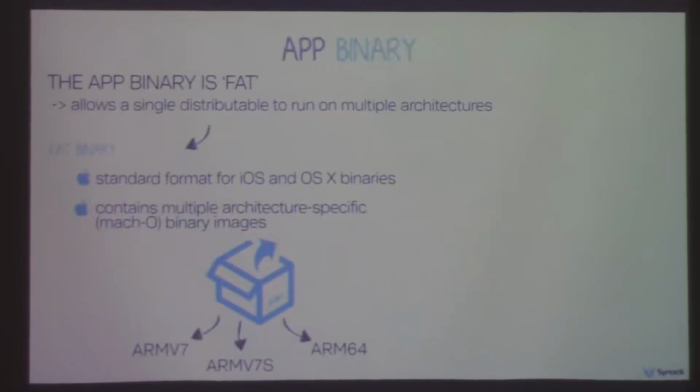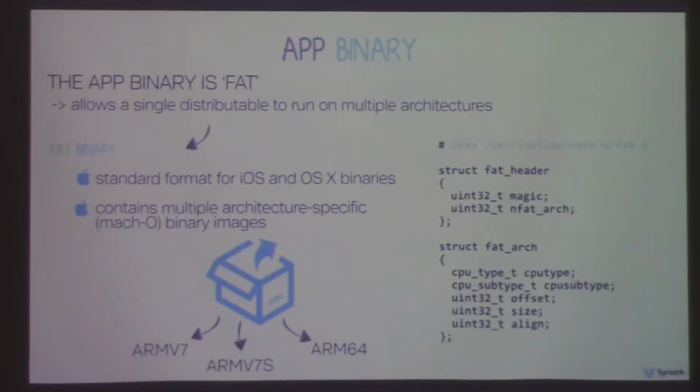So apps, as I mentioned, are distributed as these IPA files that contain a single application and a single application binary. So you may be wondering, how is this single application bundle able to run on both older 32-bit CPU architectures like the iPhone 3GS, as well as the newer 64-bit ones? And the answer is the binary is FAT. It's an Apple term. FAT binaries are the standard format for Apple binaries. They're called FAT because they contain multiple architecture-specific binary images. Basically, you can think of them as an executable zip file that contains multiple architecture-specific binaries.